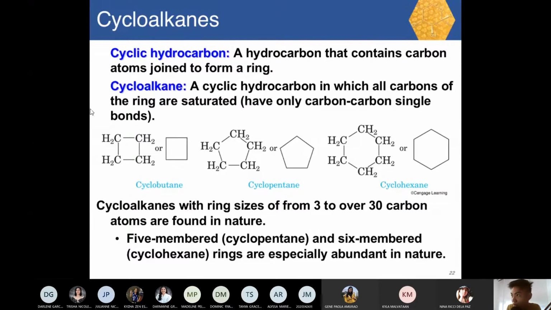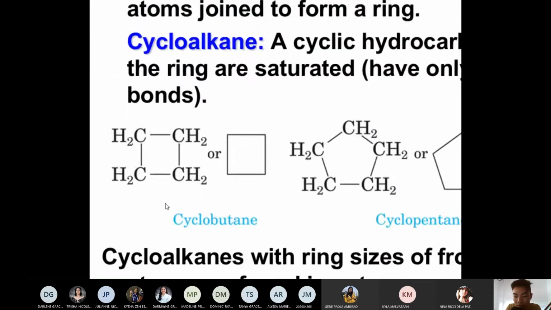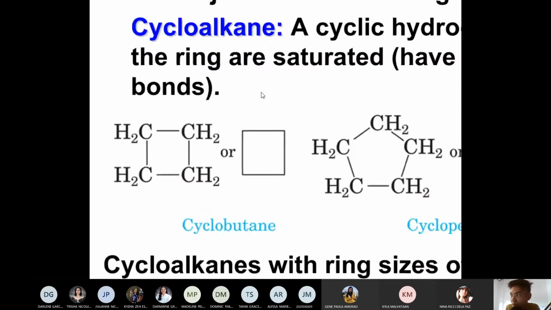Ito yung mga uri ng ating cyclic alkanes or cycloalkanes. So we have here the cyclobutane. Cyclobutane, square yung kanyang drawing, no? Pero ang interpretation natin dito sa square na to, at each vertices you have your carbons there, no? So we have carbon here, carbon there, carbon dyan, carbon doon. So we have 4 carbons here. What is the prefix for 4 carbons? But, di ba? So butane siya. However, it is circular. So ang kanyang name ay cyclobutane.